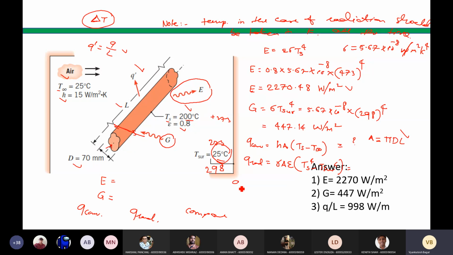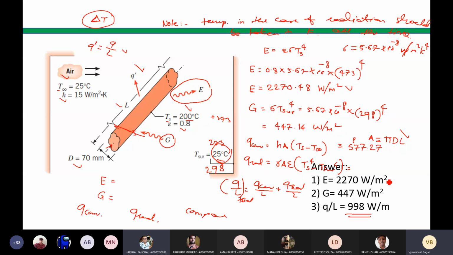This Q by L is the total of Q convection by L plus Q radiation by L. So the total heat transfer per unit length is the sum of these two, convection and radiation. I have separately calculated Q convection and Q radiation. So tell me these numbers first, and then check whether the sum of these two is the same or not. The total is 990. What is the contribution of convection heat transfer? 577.27.